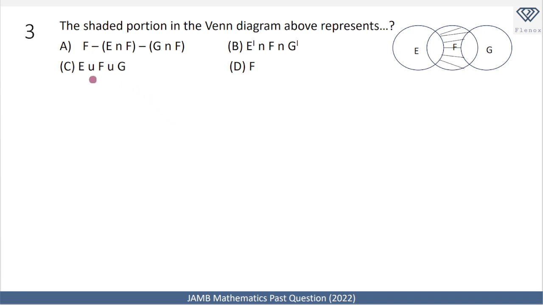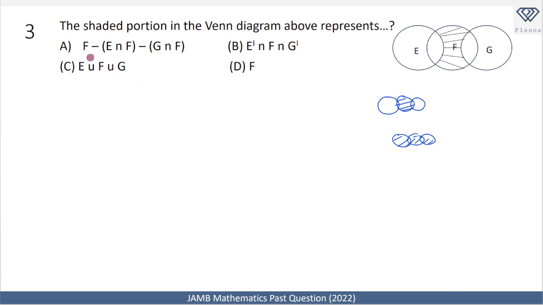Now we have option C, which is E union F union G. Now E union F union G is going to encapsulate the entire region. So for example, just to make it clearer, I'm going to start with F. If it was going to be F, for example, we have the 3 circles, 1, 2, 3. So F is going to be this entire shaded region over here. But we can see that that is not what we're given. E union F union G is pretty much going to be all the circles shaded, which is not what we have.